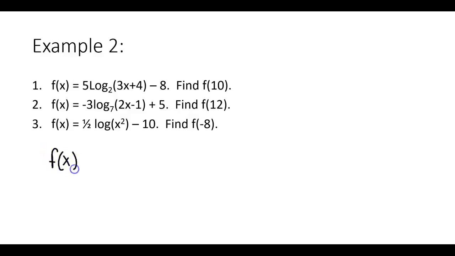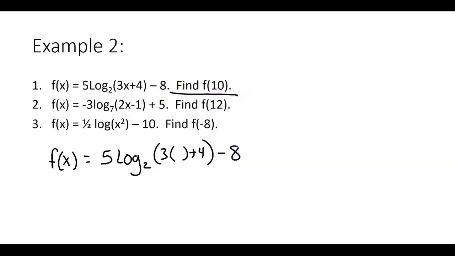We've got f of x is equal to 5 log base 2 of 3x plus 4. Now I'm going to leave the x as a blank set of parentheses because we're about ready to plug something in. Because the problem tells me to find f of 10. And what that means is we want to replace the x with 10. Here and here. All right?